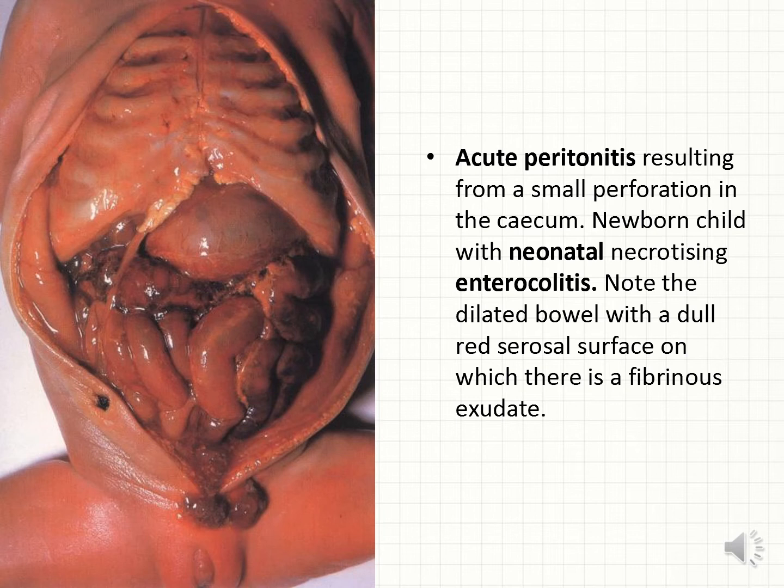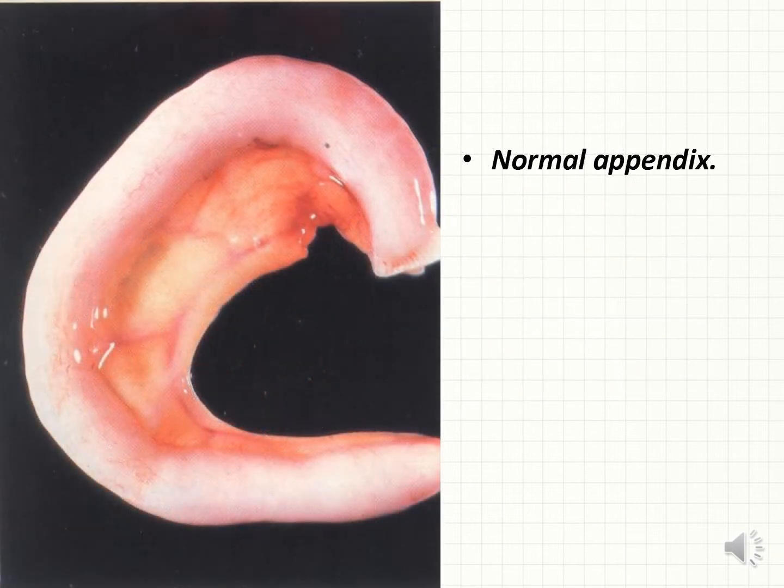Again, acute peritonitis resulting from a small perforation. Newborn child with neonatal necrotizing enterocolitis, and as a complication we have an acute peritonitis. So please note the dilated bowel with dull red serosal surface on which there is a fibrinous exudate. Tiny filaments, tiny fibrinous exudate, different from the normal one.